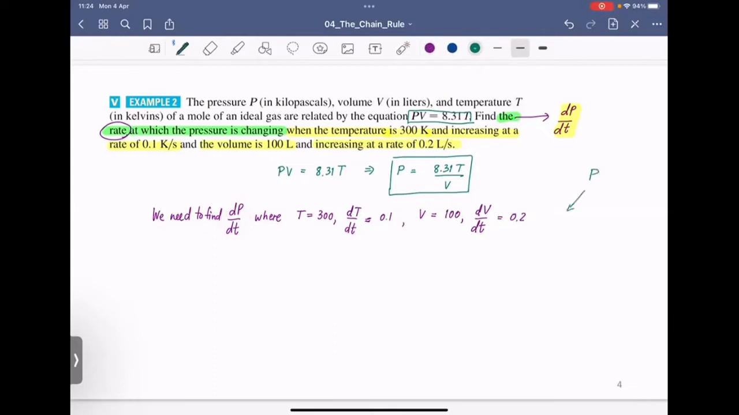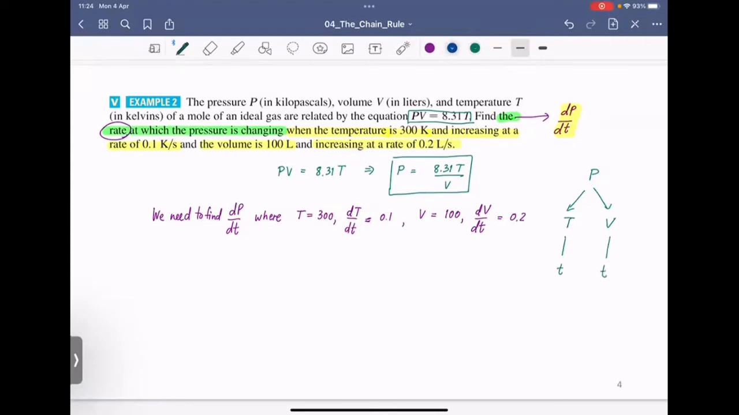P is a function of T and V, right? The pressure, well, from here in the box, the pressure is a function of temperature and volume. This equation tells you. And then actually the temperature depends on time too. And also V, the volume, depends on time too, because it can be increasing, it can be decreasing when the time changes. So which means P is going to be a function of time too. So basically you can apply the chain rule now.